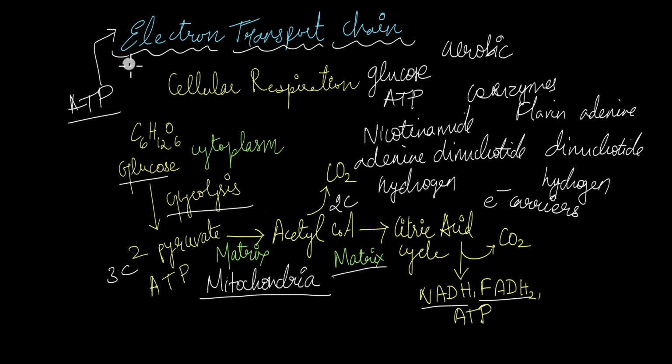And this is where finally we're going to use oxygen. Oxygen is going to be used up in this reaction, which is why aerobic respiration needs oxygen to take place, which is why a lot of organisms breathe in oxygen so that they can completely oxidize this glucose to yield ATP.